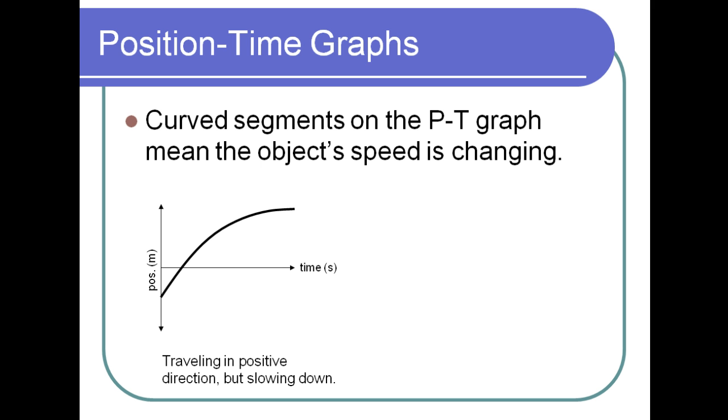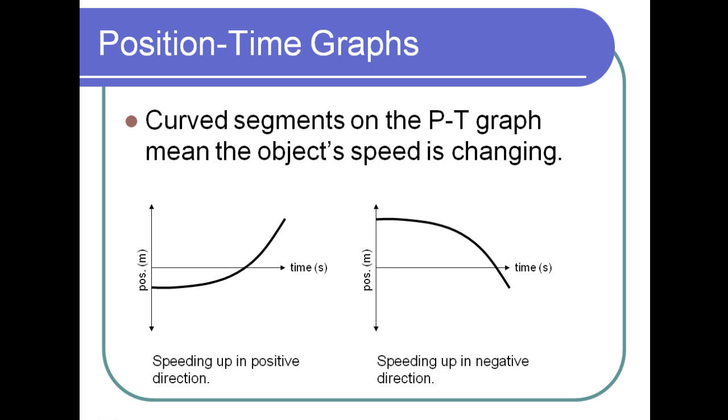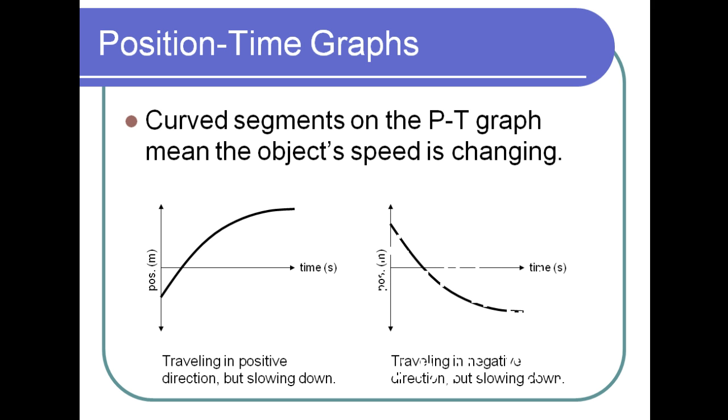A curved segment upward, traveling in a positive direction but slowing down, means our parabolic shape is going to kind of flatten off. So it's a little bit different than the last one. As you can see, the curve went upward there on the graph on the left. Now the curve goes differently. The parabolic shape is downward, so it's got the concave part towards the time side.